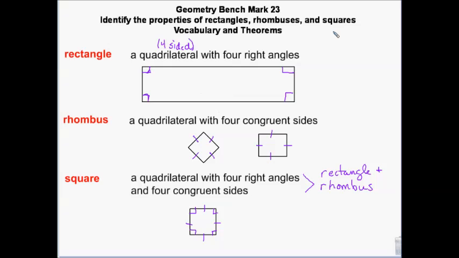Like to do a little Venn diagram? If we have rectangles here and rhombuses here, when a rectangle and a rhombus have a baby, it's a square.